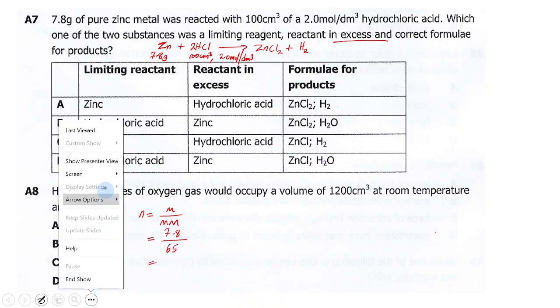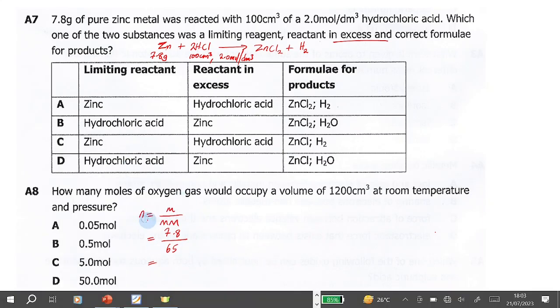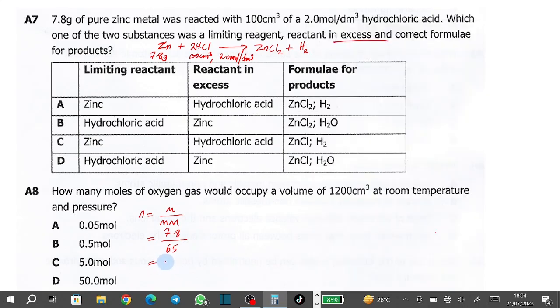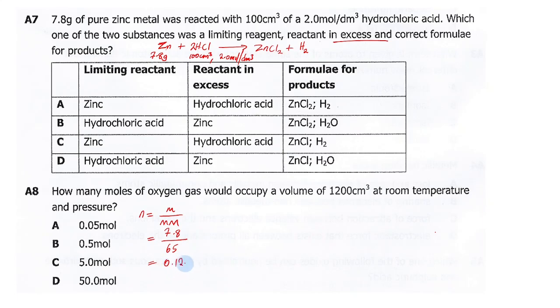Okay, so now I'm just going to do that. So I'll say 7.8 divided by 65. I'm going to get 0.12. So 0.12. So these are the moles of zinc, okay, which have been now provided.